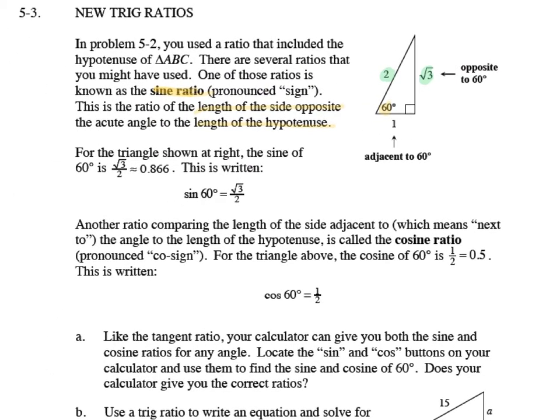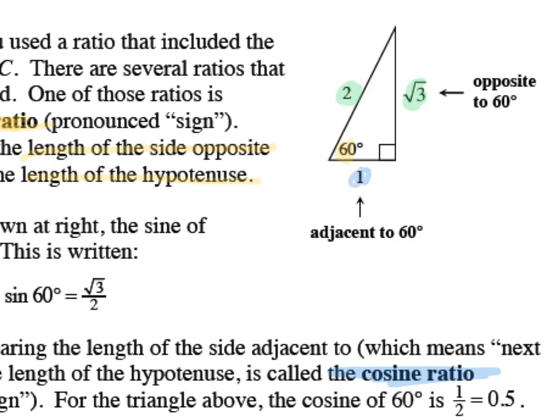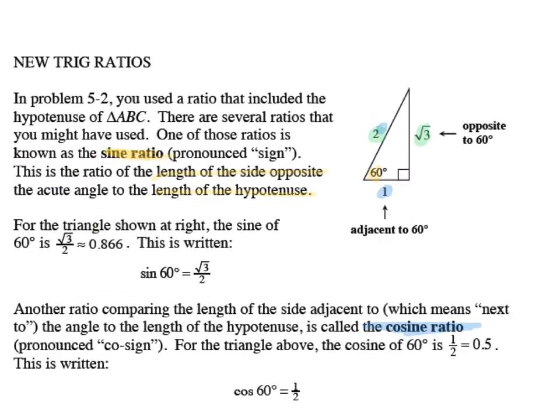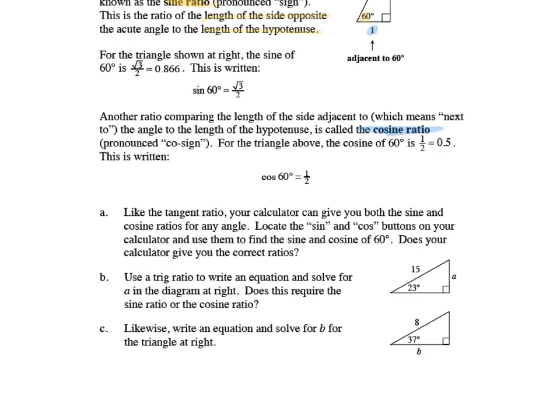In addition to that, there's another ratio that we can use, which is called the cosine ratio. And so we have the sine and the cosine ratio. The cosine ratio is the ratio of the side length that is adjacent or next to your angle divided by the hypotenuse. So both the sine and the cosine use the hypotenuse. One of them just includes the opposite and the hypotenuse, that being sine, and the other one would be the adjacent leg and the hypotenuse, which would be cosine.